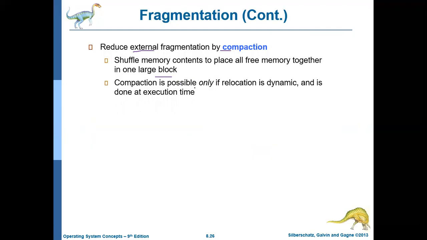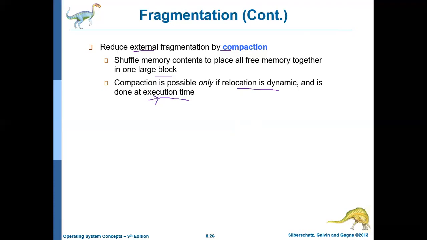Compaction is possible only if relocation is dynamic and is done at execution time. What does it mean? Previously we discussed different binding schemes, like binding at compile time, load time and run time. Compaction is possible only if binding is done at execution time or run time. If binding is done at compile time or at load time, it is not possible, because in that case you are already fixing the address for every process, and directly the physical address will be created. So now you cannot change the addressing.